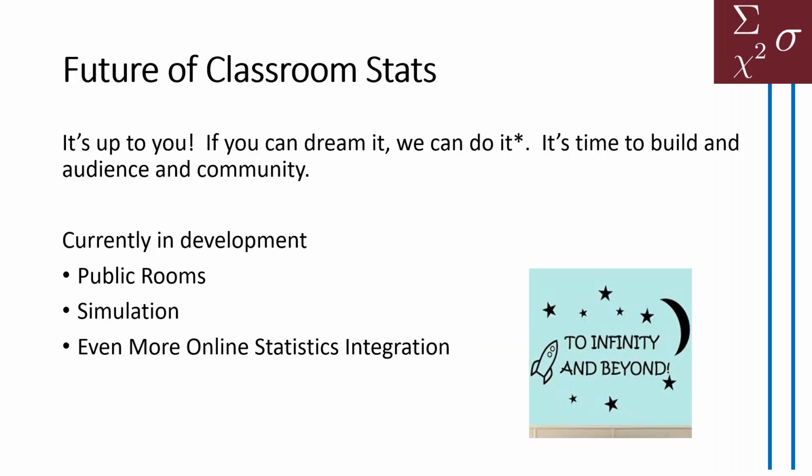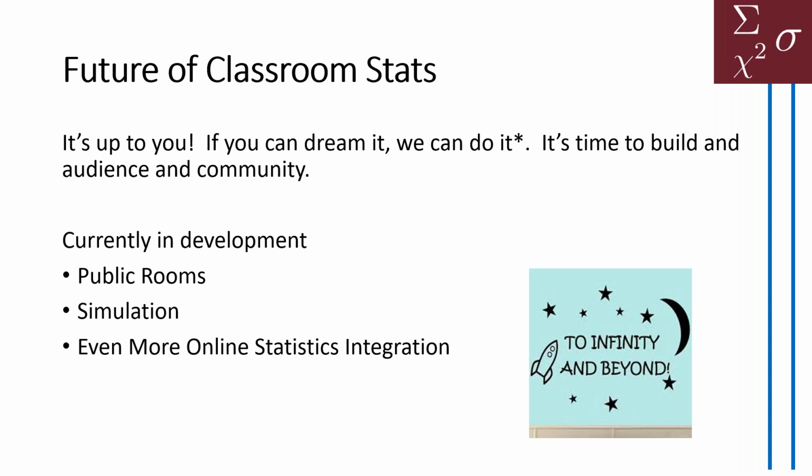So the future, if you can dream it, we can do it. Asterisk there, of course. But it's time to really build an audience and community and see whether this is something we want to use. It's free for us. Why is it free? It's because it doesn't cost us very much to do this, and we use it. The marginal cost of having other people use it is exactly $0. Things we're working on, some simulation ideas, so be able to do some things like have the app do some coin flips locally so that you can bring that data back and talk about sampling distributions in class. Public rooms, try to get some sample versus population things going on here.